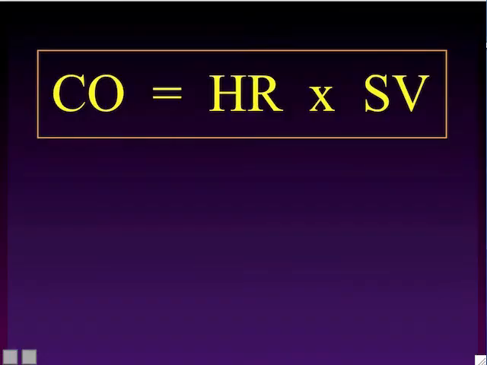Okay, well, getting back to our equation, cardiac output equals heart rate times stroke volume. As I said, I want you to be able to solve this equation. If I give you a person's heart rate and a stroke volume, I want you to be able to multiply those two to tell me what their cardiac output is. And let me give you a sample problem here.